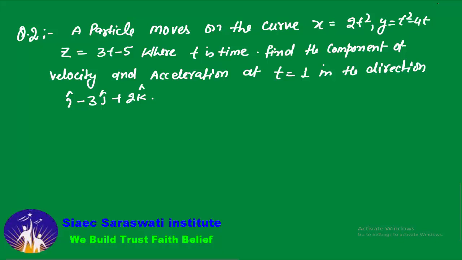जैसा कि यहाँ पे क्वेश्चन दे रखा, अ पार्टिकल मूव ऑन द कर्व एक्स वाई जेड, दे हैव सम कोऑर्डिनेट वैल्यू where t is the time, and find the component of the velocity and acceleration at time t equal to 1 second in the direction of given vector.